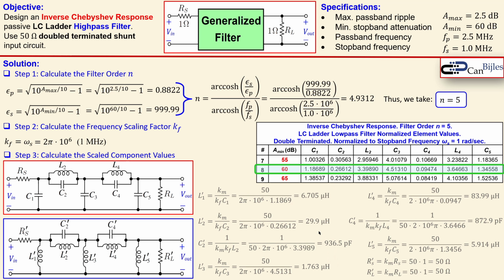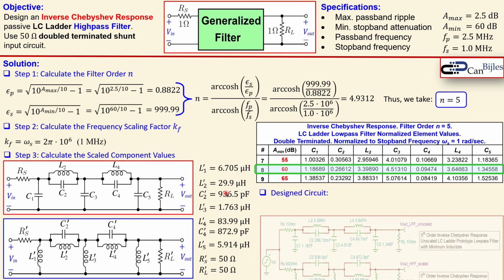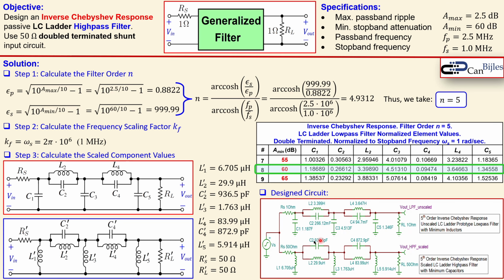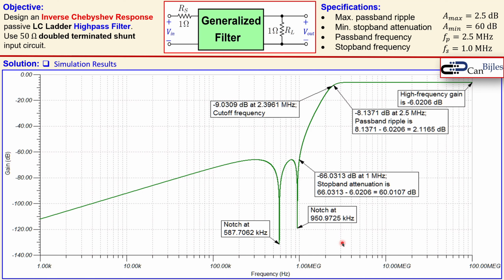Let's now bring these together in the list, and also our design circuit. This circuit here is the prototype low-pass filter, and this circuit here is our final design circuit, a high-pass filter, 5th order, inverse Chebyshev response. You see again the transformation from the capacitors to the inductors, etc. Okay, let's now look at the simulation results for this circuit. This is the magnitude plot in our Bode plot. You see some parameters and some labels, so let's go one by one.